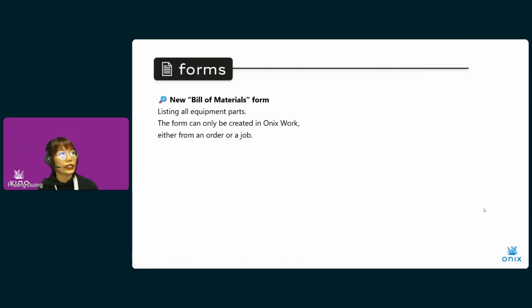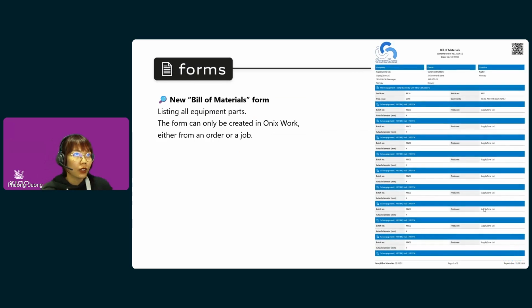And finally, the third new form of Autumn 1 2024 release is the new bill of materials form. So this is a preview, a sample of what the bill of materials looks like. As you can see, it will list all of the equipment parts. So it is especially useful if you are dealing with main and sub equipment.